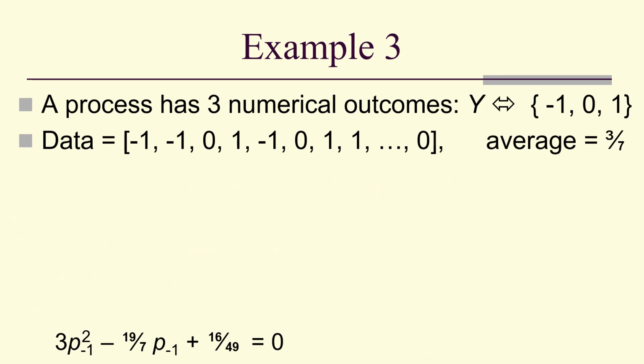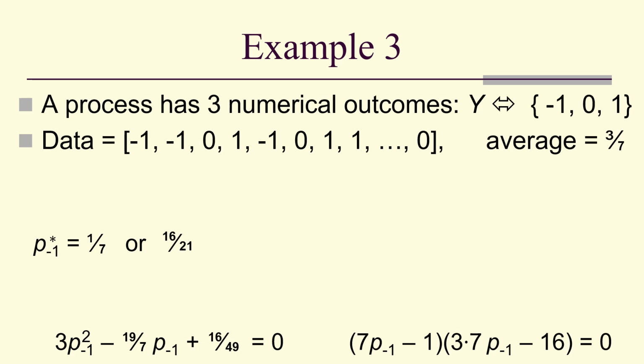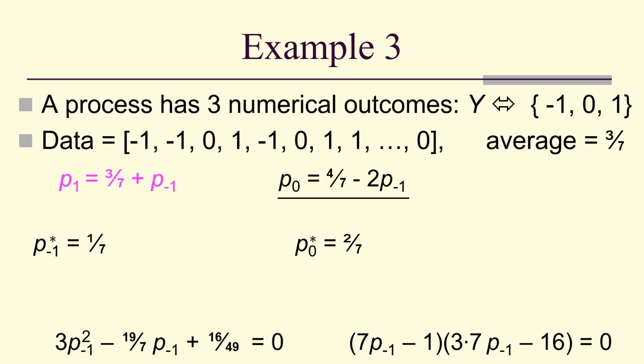Now we can take this thing and multiply both sides by 49. Then we can factor and set each one of the factors equal to 0. And P -1 star is either 1/7 or 16/21. Well, which one? Well, 3/7 plus P -1 has to be P1. But if I add 3/7 to 16/21, I get a number bigger than 1. So it can't be that one. So it has to be the 1/7, and therefore P naught star has to be 2/7 and P1 has to be 4/7. That satisfies our constraints.